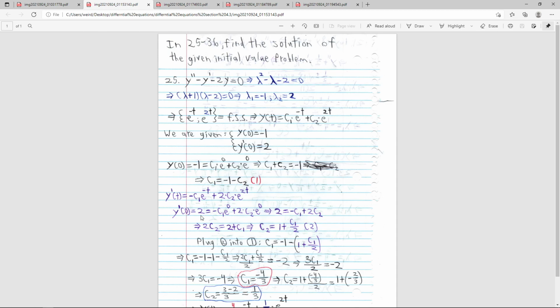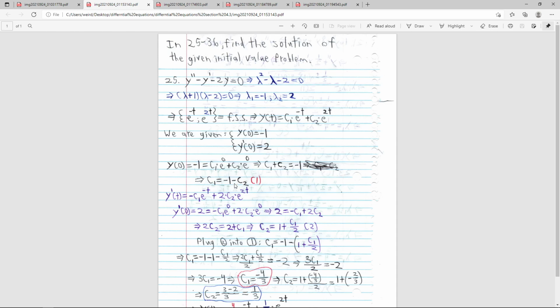So y prime of 0 equals 2 is equal to negative c1 times e to the 0 plus 2 times c2 times e to the 0. This means 2 is equal to negative c1 plus 2c2. We solve for c2 to get c2 equals 1 plus c1 divided by 2. Then we plug in a value of c1 for this. Basically, we plug 2 into 1 here.